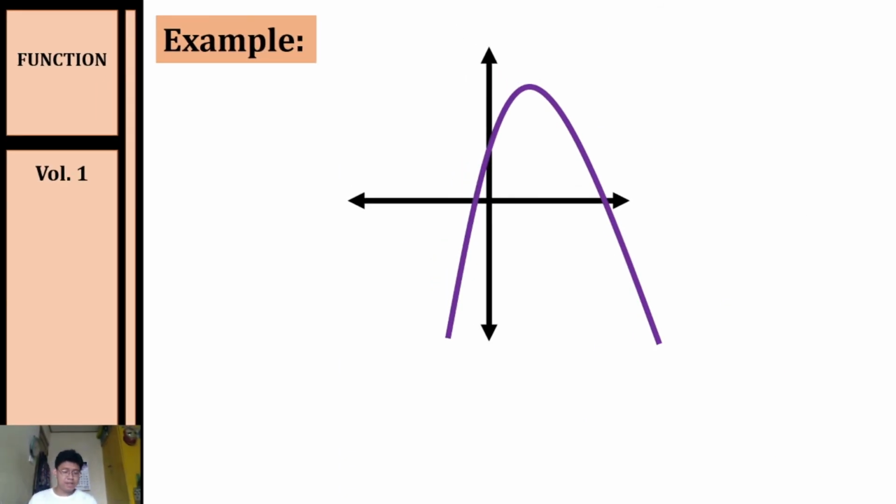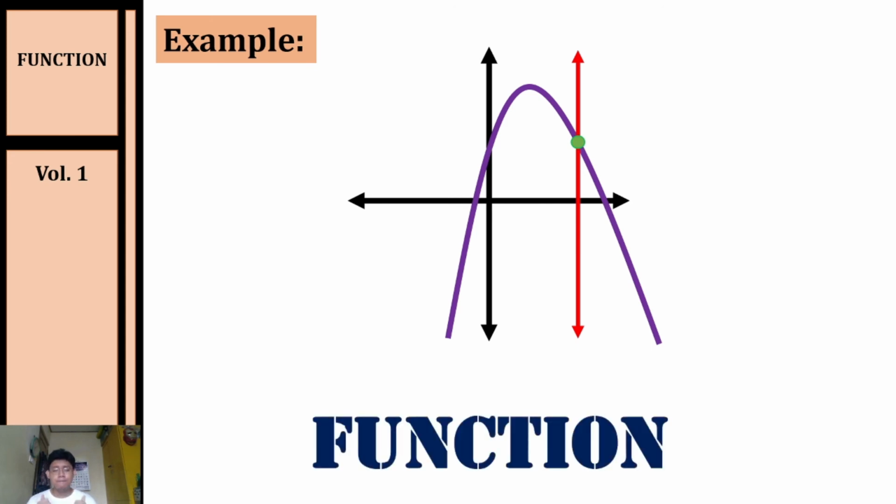For example, we're given this graph and let's identify if it is a function or not. So first, let's draw a vertical line and count the number of intersections. So we have 1 point of intersection. Therefore, this graph is a function.